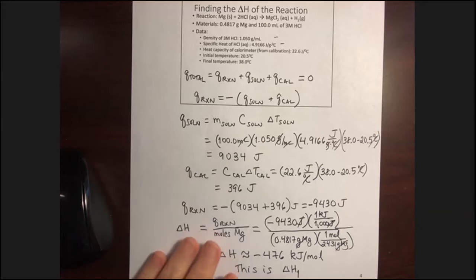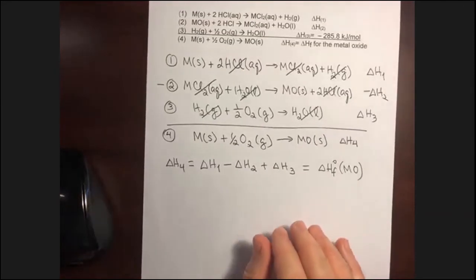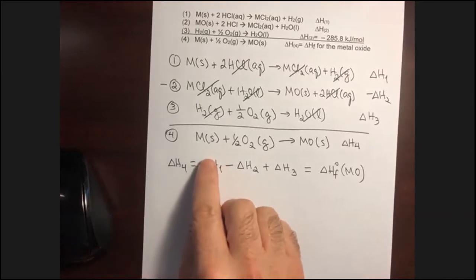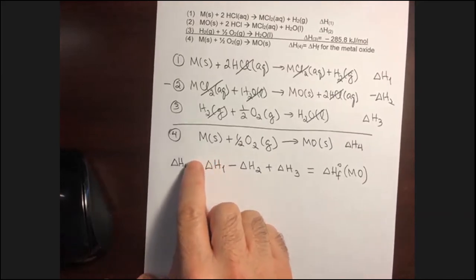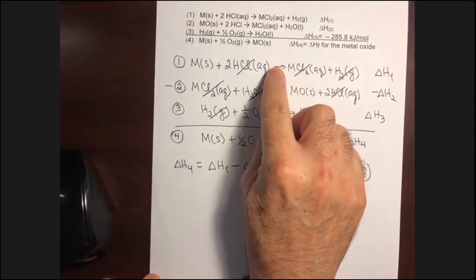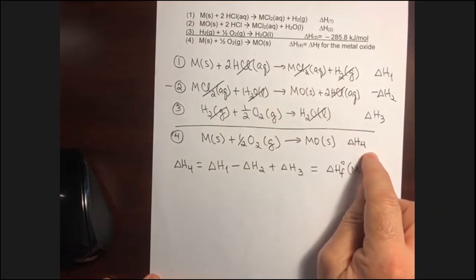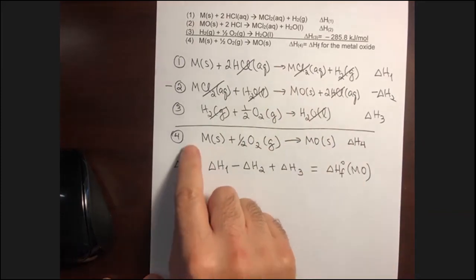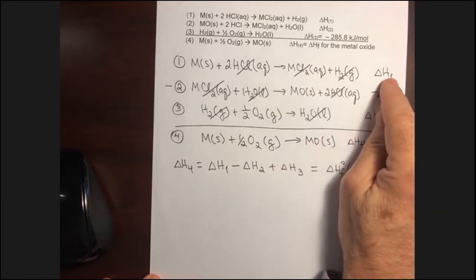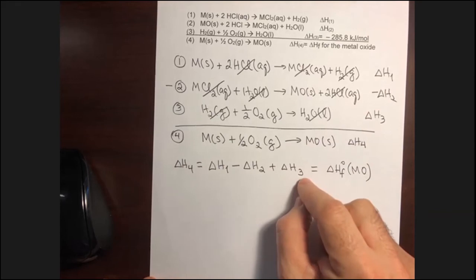So let's go back to our ensemble of reactions here that we did initially. Remember that what we did was we said that in this process, we make a fictitious reaction path that yields the reaction we want, all right? So our final enthalpy is going to be delta H1 minus delta H2 plus delta H3.